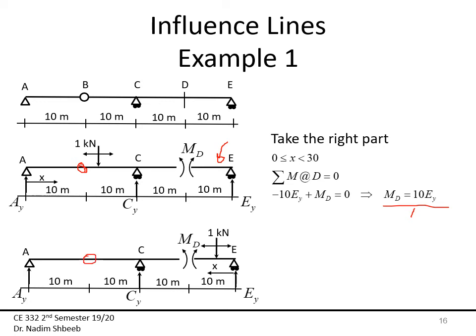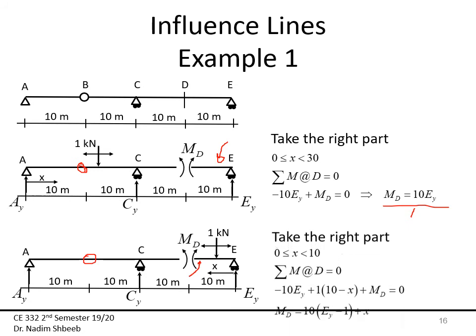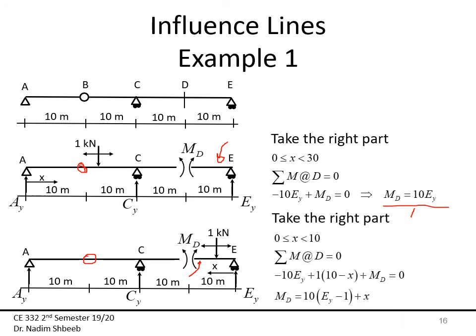So with this MD, it's actually easier for me to look at this part, so that I have just one reaction, which is EY. Then by taking the moment at D equal to 0, I'm going to have minus 10 EY plus 1 times (10 minus X) plus MD. So MD now is 10 times EY minus 1 plus X. Again, I related that moment at D to my reaction at E.